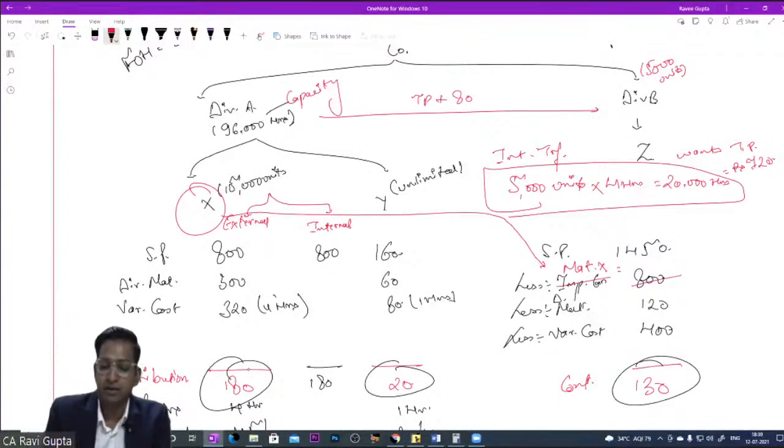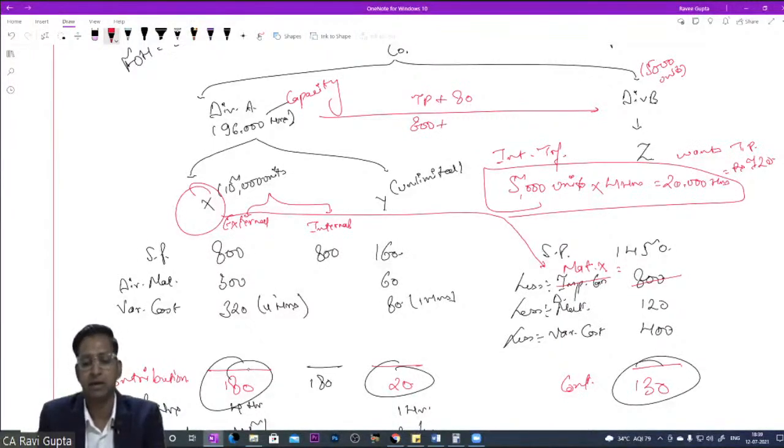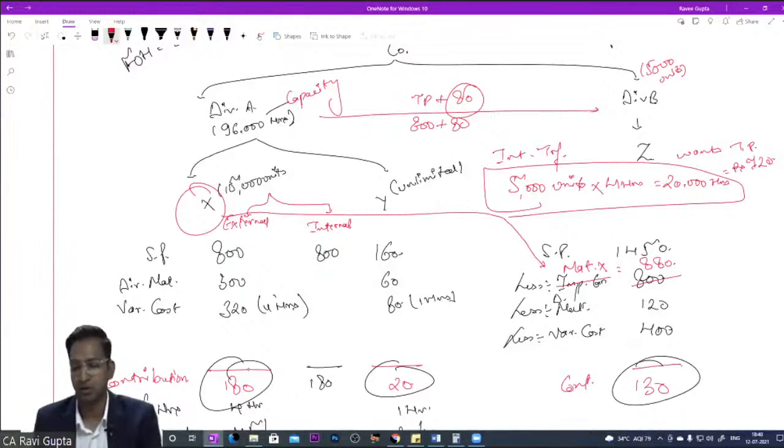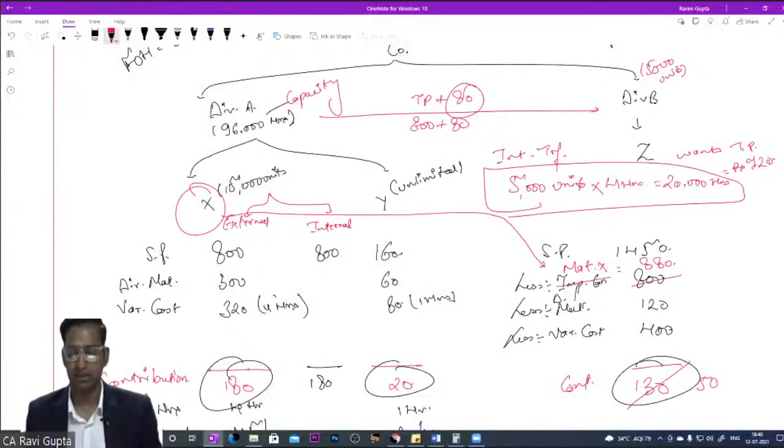When we have used the market price as the transfer price, we have transferred at 800 rupees, plus 80 rupees will be involved for the modification. That means 880. Now our contribution will decline by 80 rupees and it will become 50. 130 minus 80 is equal to 50. Is there any doubt or any query regarding this point?